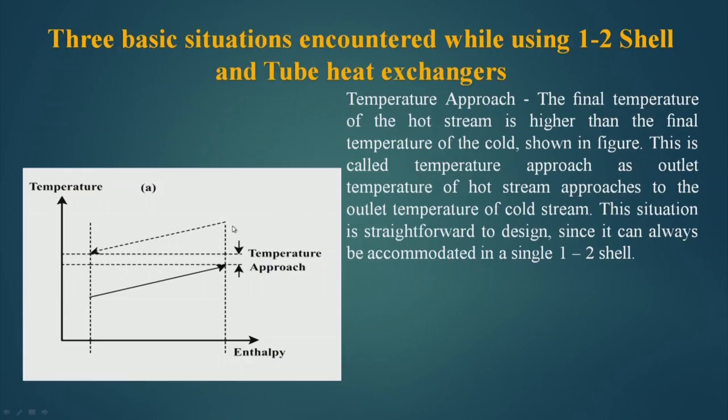Let us now try to understand what is a temperature approach and temperature cross. The figure clearly shows that the hot stream inlet temperature is this and the outlet temperature is this, whereas the cold stream inlet temperature is this and outlet temperature is this. This axis shows the enthalpy or length of the heat exchanger, and this is the temperature axis. From here we see that the outlet temperature of the hot stream is a little bit more than the outlet temperature of the cold stream. So, there is a gap, and this gap is called temperature approach.